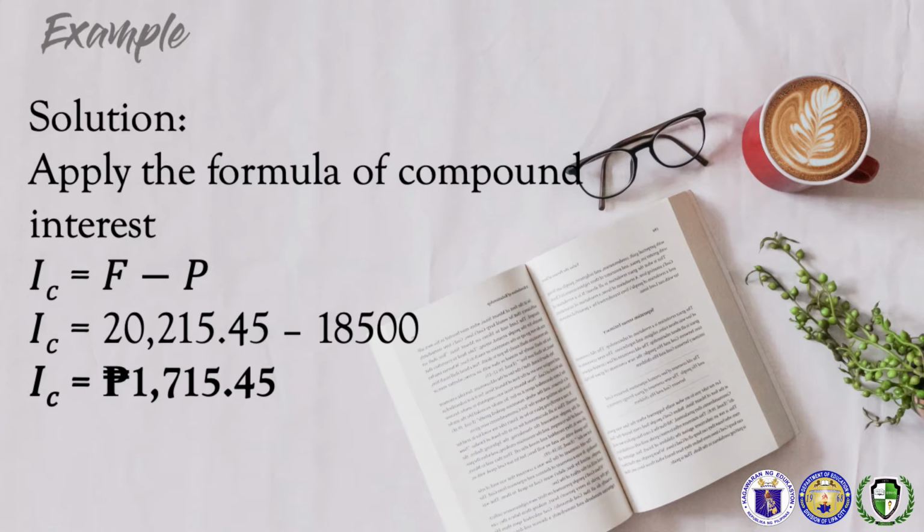And to determine the compound interest, we will use the formula I sub c is equal to F minus P. Substituting the values, 20,215.45 minus 18,500, the result is 1,715 pesos and 45 cents.